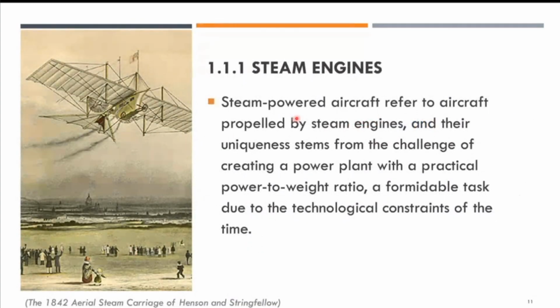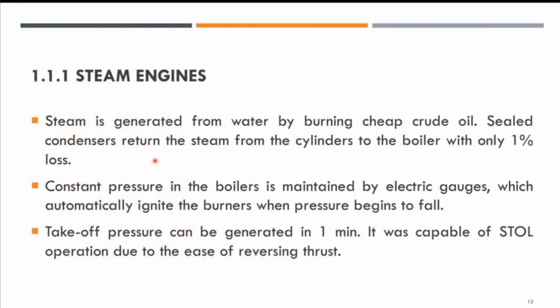Right, the first one is a steam engine. Of course, this is just a picture I took from the book, Aerial Steam Carriage of Henson and Stringfellow, 1842, steam power aircraft, which refers to aircraft propelled by steam engine. The challenge was creating a power plant with a practical power to weight ratio, which is a formidable task due to the technological constraints of the time, right?